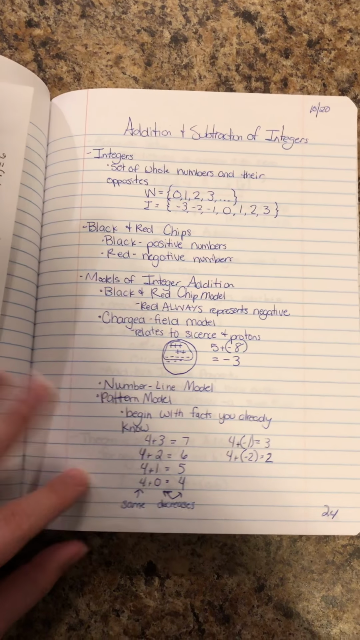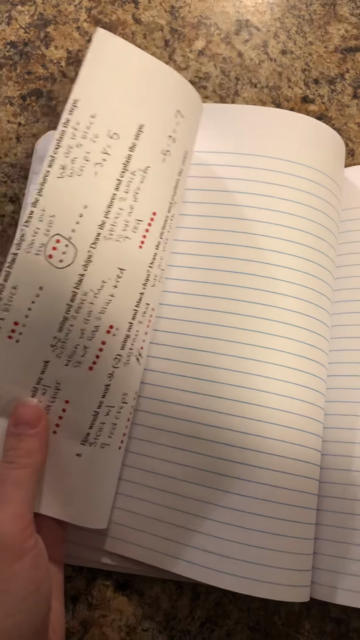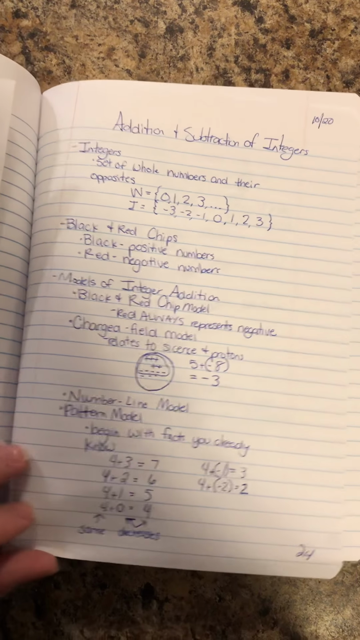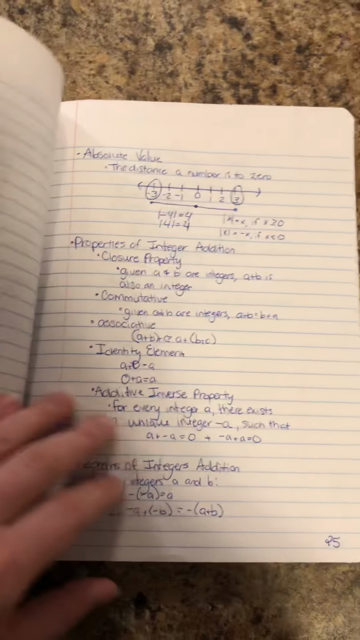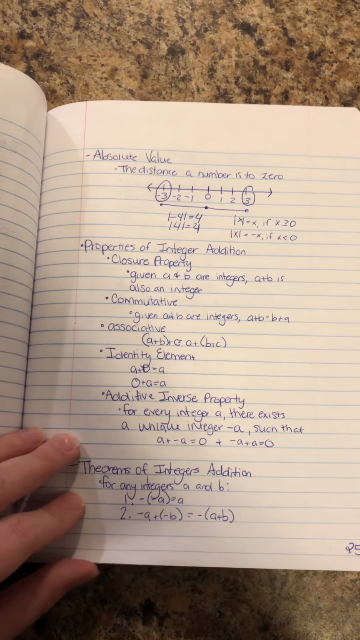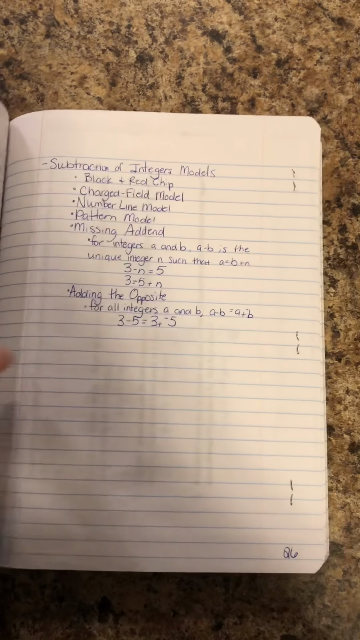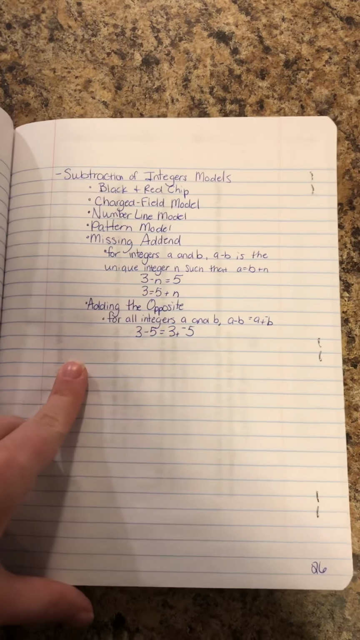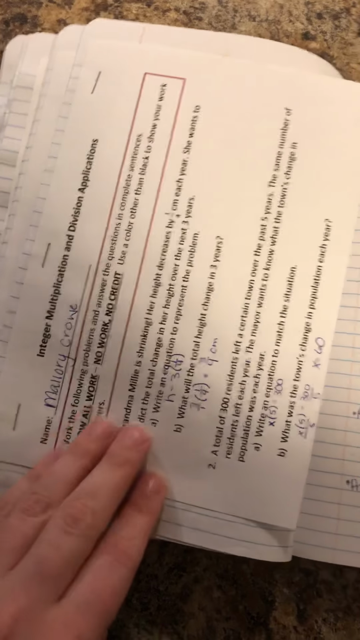Next we have addition and subtraction of integers, and I did include the red and black chip addition and subtraction handout. This just talks about the integers and the red and black chips, the models, charge field, number line, pattern, absolute value, properties of integer addition, theorems of integer addition, the subtraction of integers models, the different models again, and adding the opposite.